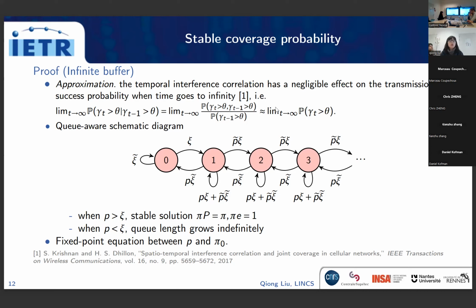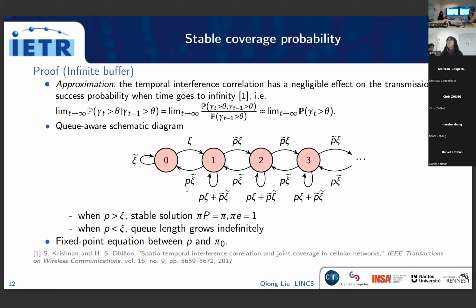So the number of packets for a randomly chosen base station can be modeled using a discrete time Markov chain here. The states 0, 1, 2, 3 are the number of packets in the buffer. If in state 0, the base station is silent; in the other states, the base station is active. And here, lambda is the traffic arrival rate, and the P here is the traffic departure rate.